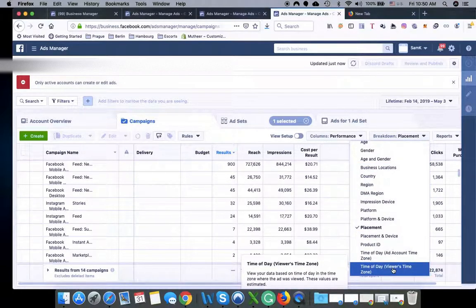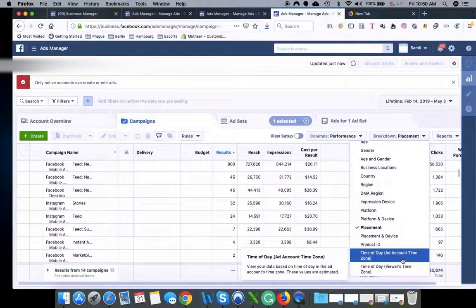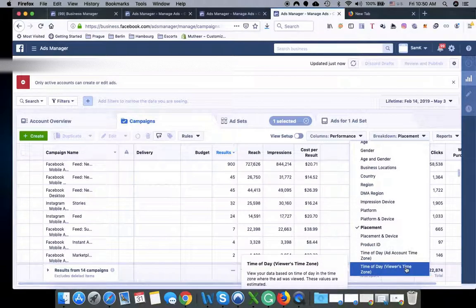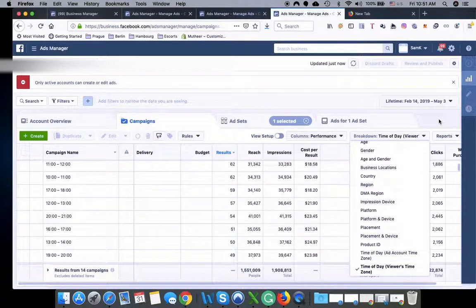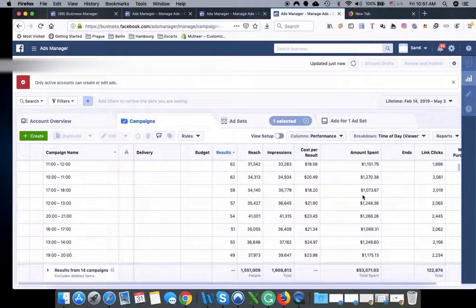Time of the day, that's a big one. And there's two options here. Ad account time zone, viewer's time zone. If you do the first one, it's kind of complicated. It simply tells you based on your time what is working with audiences. I always use the viewer's time zone. It's way easier. It just tells me what specific time of the day I get the purchases.